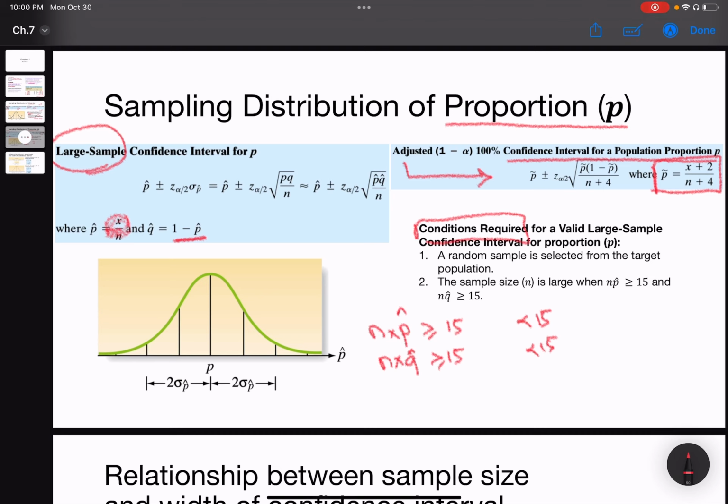First of all, just like sampling distribution of mean, samples have to be picked randomly from the target population. Also, the sample size is large, and we can use the large sample confidence interval when np is bigger than 15, and also nq bigger than 15.